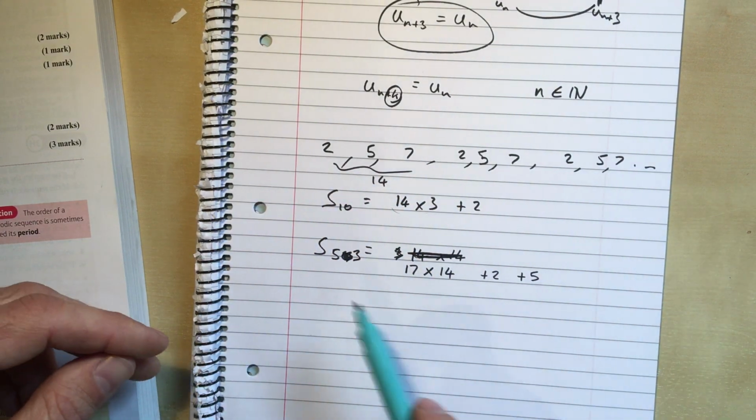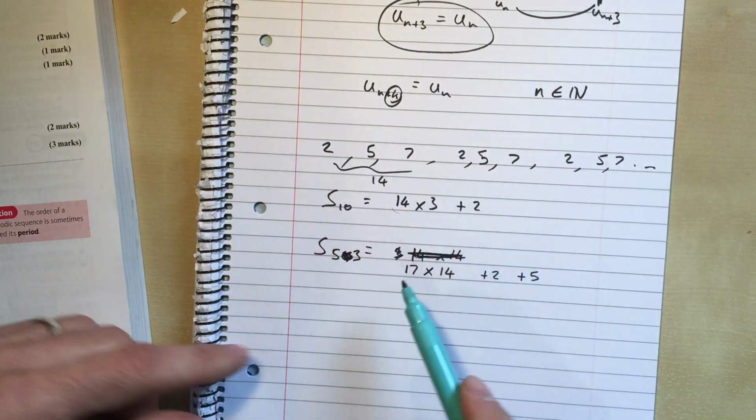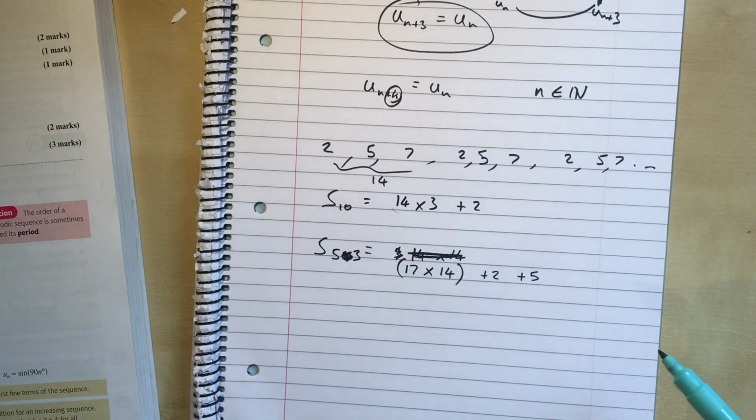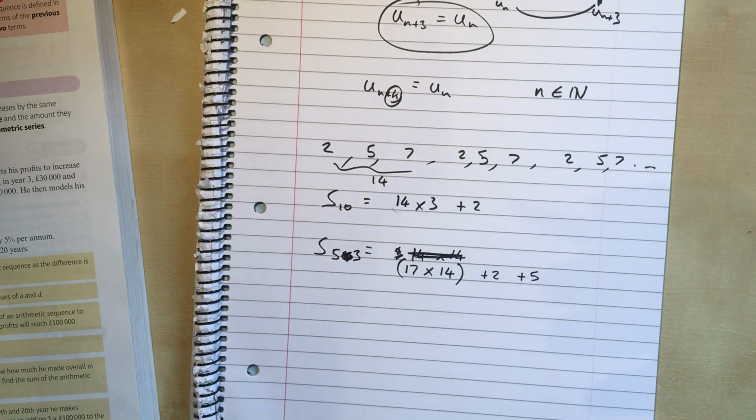Okay? So I can add together the first 53 terms of this sequence by doing 17 times 14, add 2, add 5. All right? So with these periodic sequences, if you write the sequence down, the questions they can ask you might not be simple, but they follow that sort of pattern. If you've got the sequence written down and you think about it and use a bit of sense and use the other facts we know about sequences and algebra, we can get there from there.